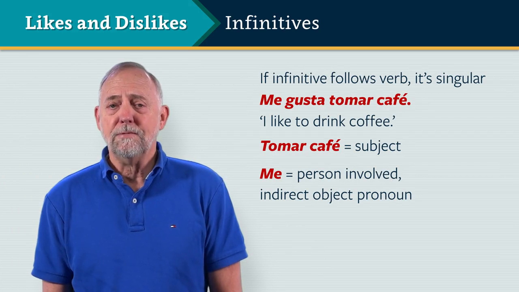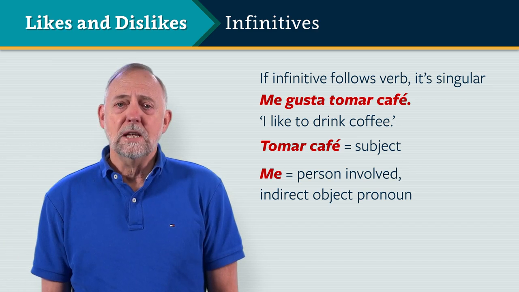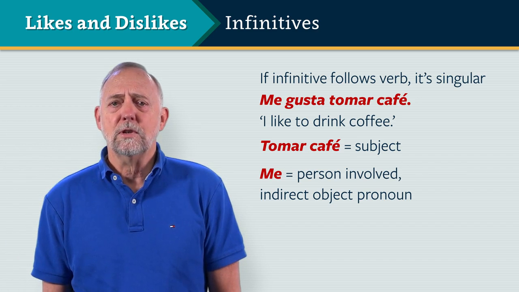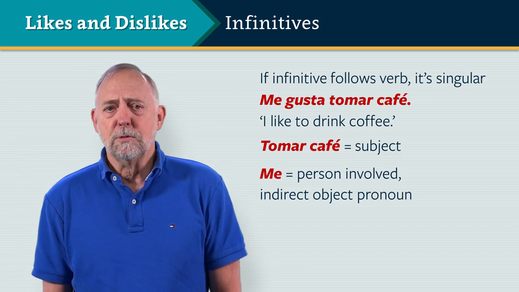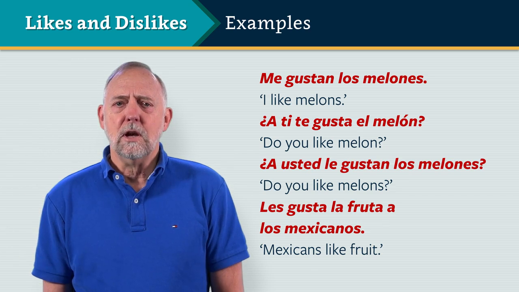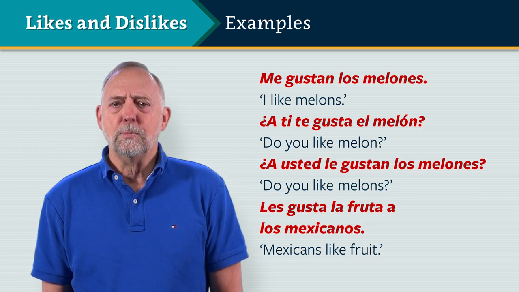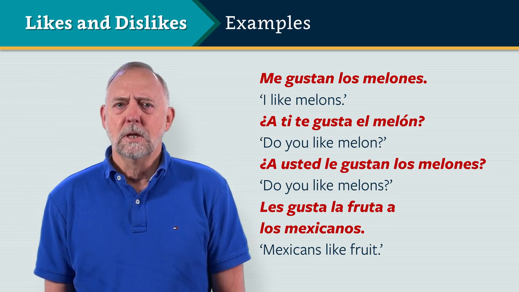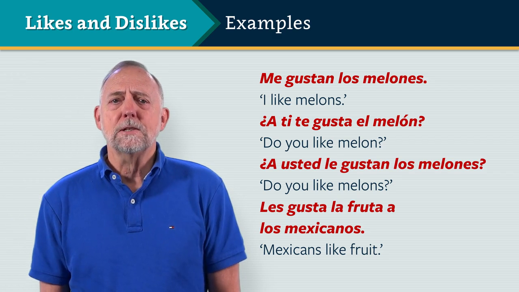Me gusta tomar café. Tomar café is the subject. Gusta agrees as singular with the subject, and me, that's the person involved. Here are some more examples. And again, the indirect object noun can double up with the pronoun, but the pronoun is what always has to be there. Me gustan los melones.